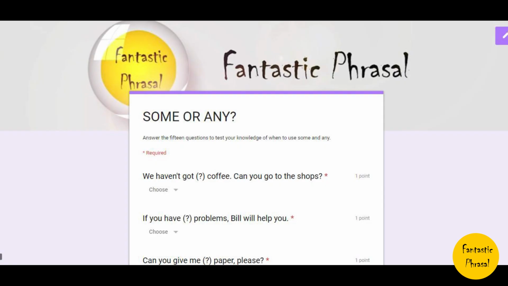That's the theory, but of course you need to practice. When you think that you understand the difference between some and any, go to the link in the description and take the test that I've prepared for you. You can also practice by writing a question with some or any in the comments.